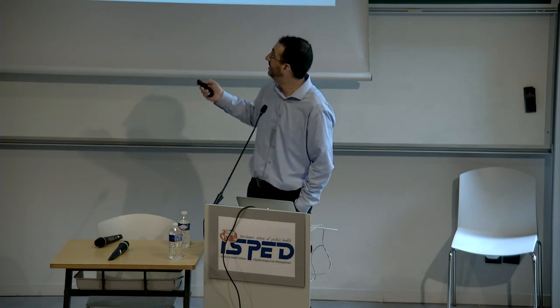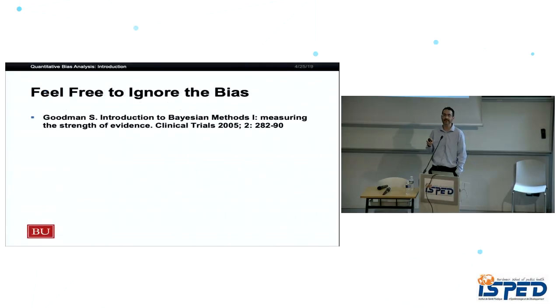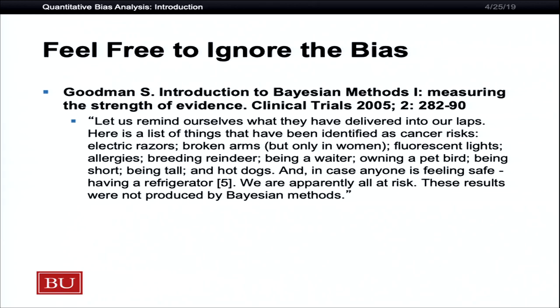Now, this is a quote from Steve Goodman. Steve has written a lot on Bayesian methods and trying to move epidemiology into a world in which we at least think carefully about Bayesian statistics. But for the quote that he gives, you can swap in bias for frequentist methods, and I think it makes the same point. He says, let me remind us what the biases in the studies have delivered into our labs.